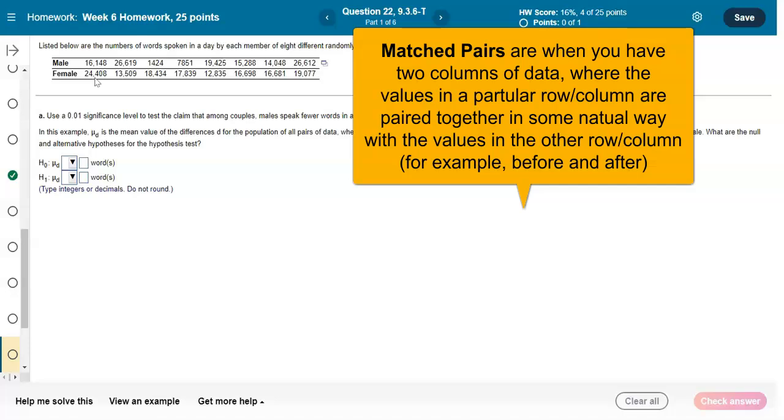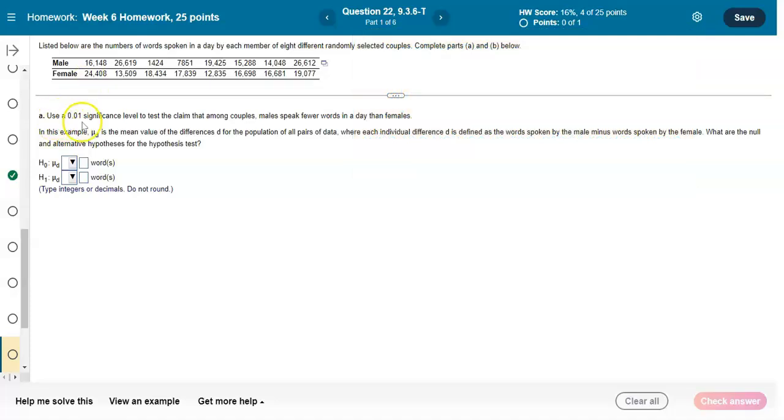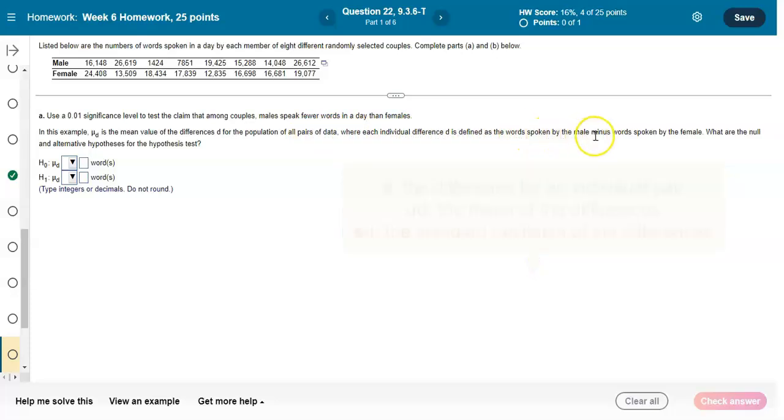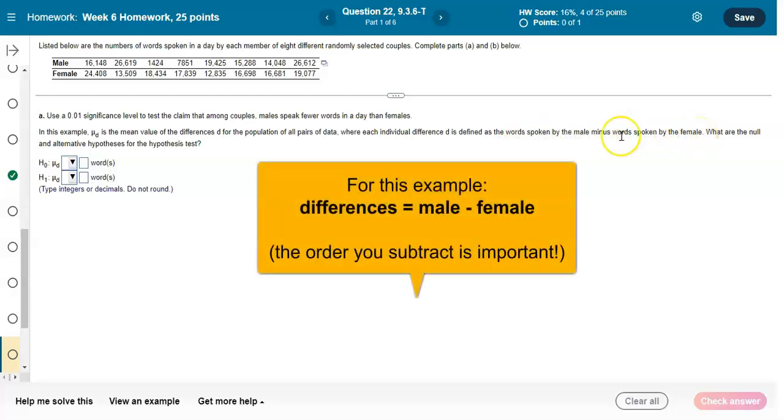test. So matched pairs. Letter A says use a 0.01 significance level to test the claim that among the couples, males speak fewer words in a day than females. Then it goes on to say in this example, mu d, that means the mean of the differences, is the mean value of the differences, d, for the population of all pairs of data, where each individual difference, d, is defined as the words spoken by the male minus the words spoken by the female. So that's important. We have to remember that the differences are going to be the males minus females.